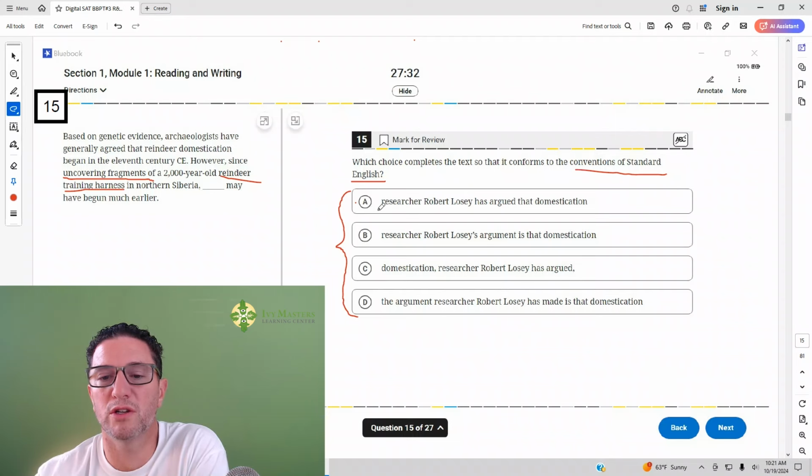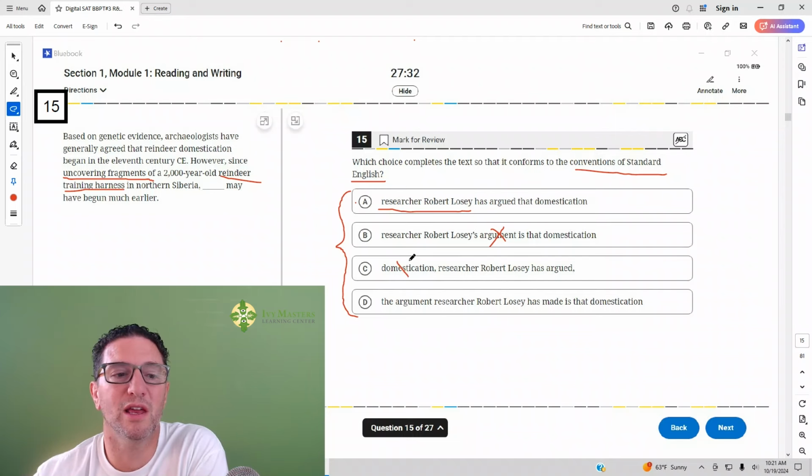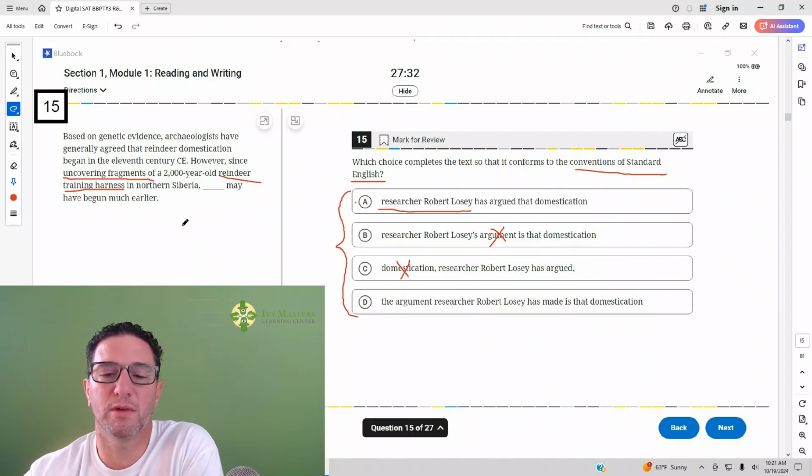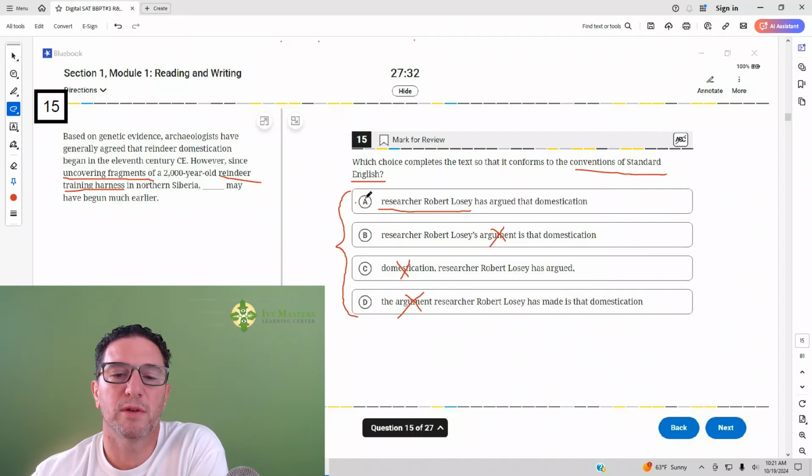Answer choice A, researcher Robert Losey. Or researcher Robert Losey's argument, but an argument cannot uncover fragments of a reindeer training harness. Domestication cannot uncover fragments of a reindeer training harness. And an argument, like we said, cannot uncover fragments of a reindeer training harness. It's got to be answer choice A.